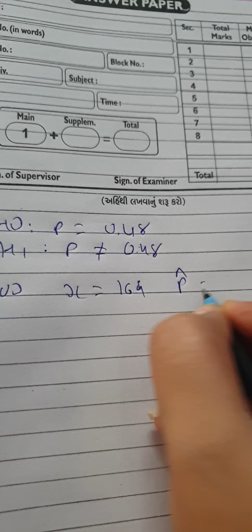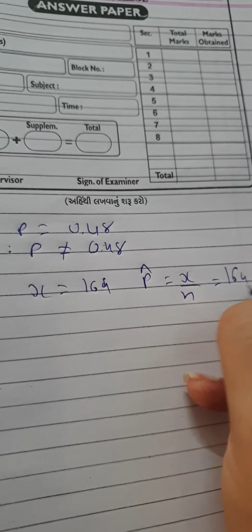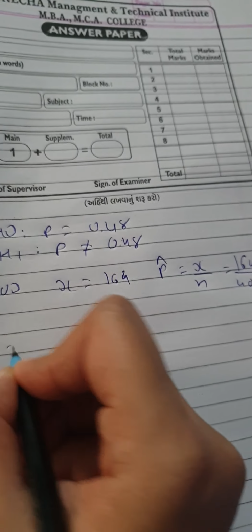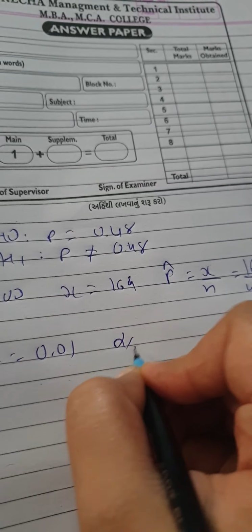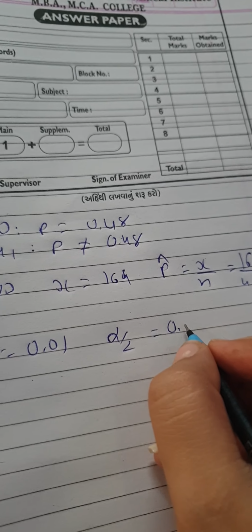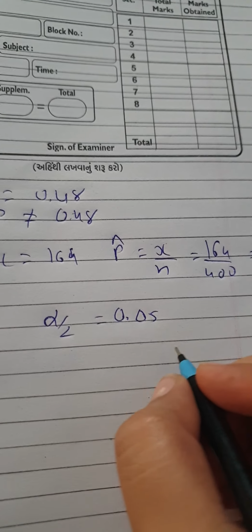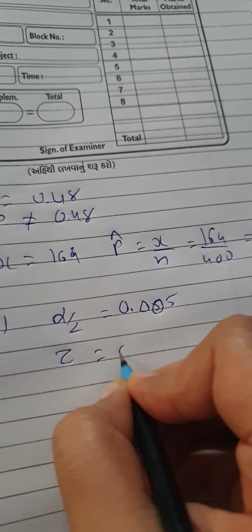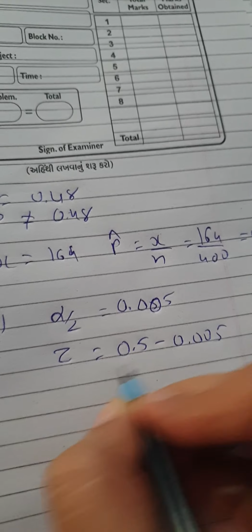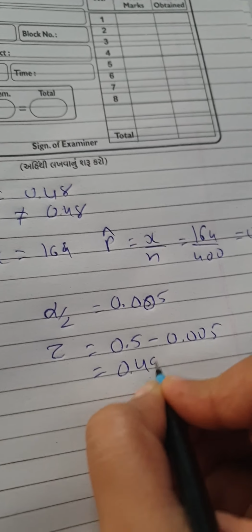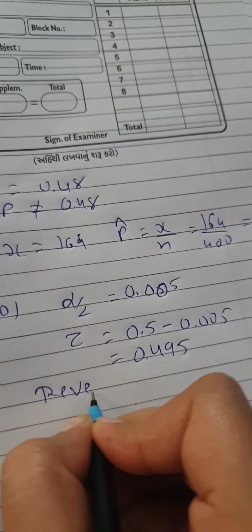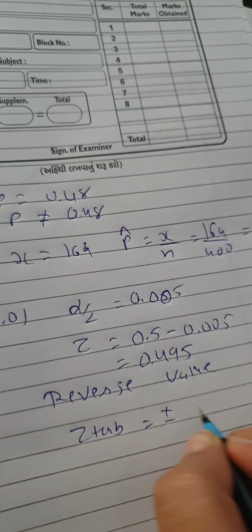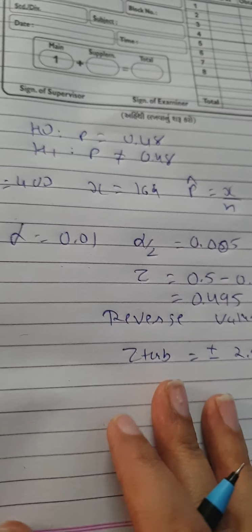So your p cap will be x upon n, 164 upon 400, so it will be 0.41. Alpha is 0.01, so you have to split the alpha, so it will be 0.005, right? Then the z value will be 0.5 minus 0.005, so that is 0.495. Then you will check the reverse value, so the z tabular value will be plus or minus 2.575, right?